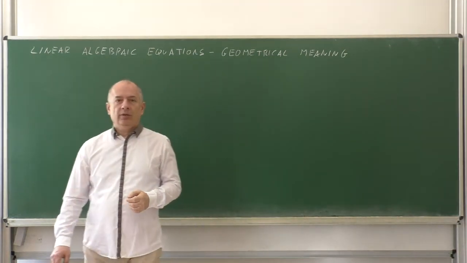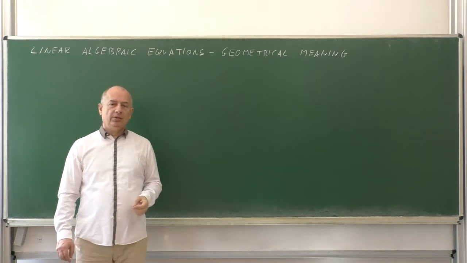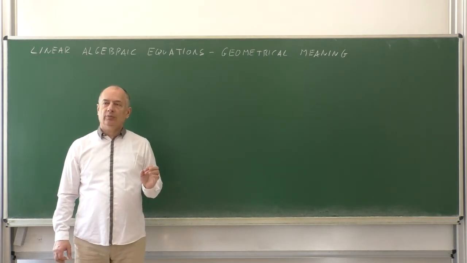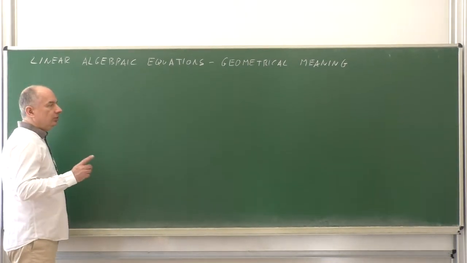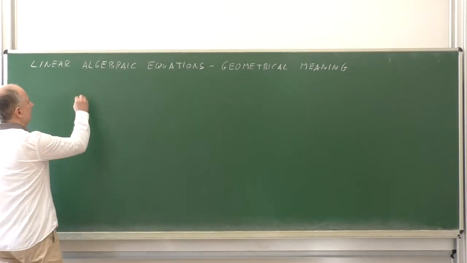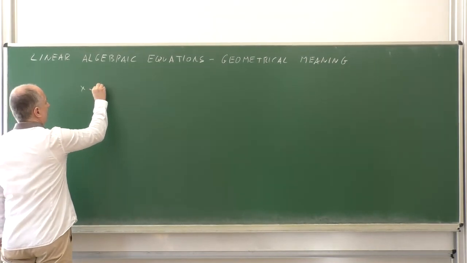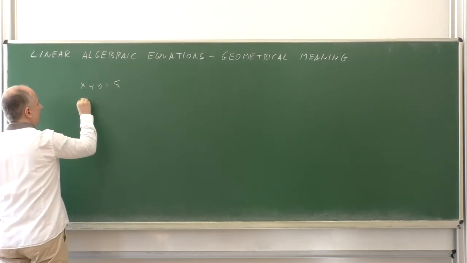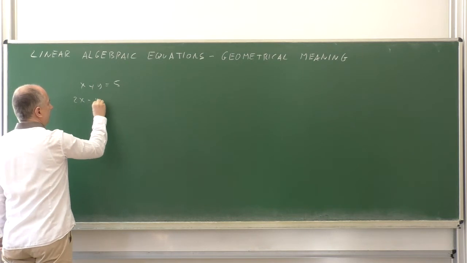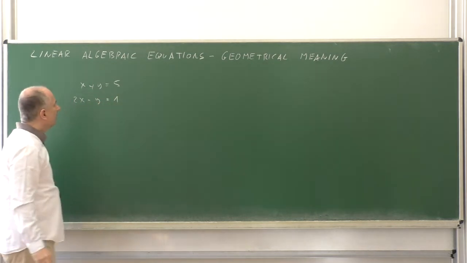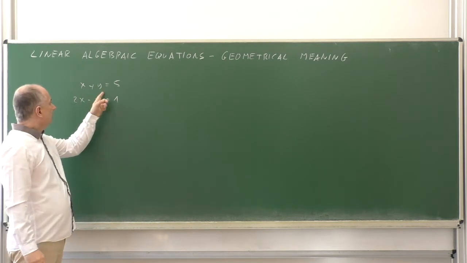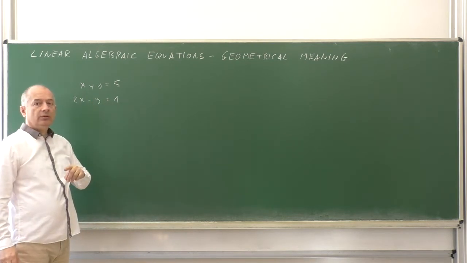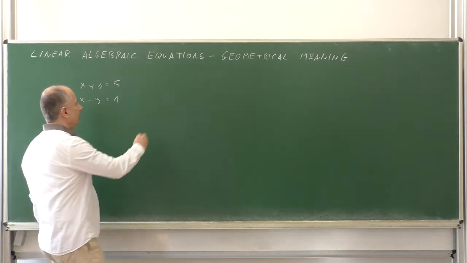Linear algebraic equations have many applications, and let us mention one simple geometrical meaning. If we have two equations for two unknowns, say x plus y is 5 and 2x minus y is 1, then the first equation alone is the equation of a line in a plane.